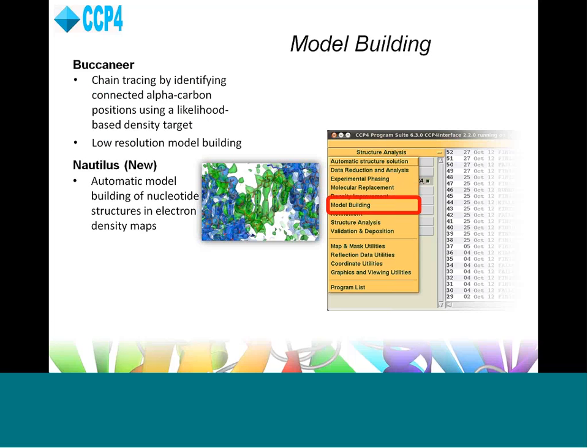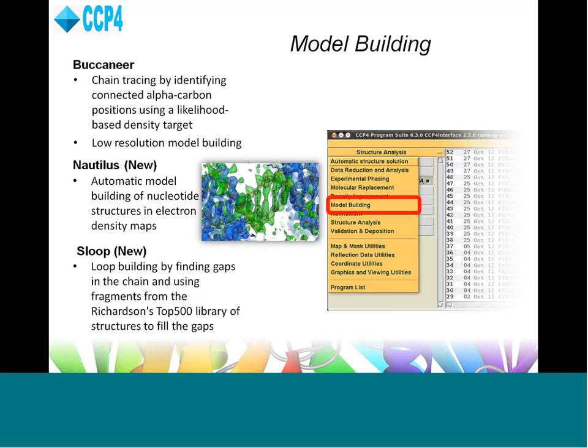As a natural development from Buccaneer, another program was developed called Nautilus, which is aimed at automatic model building of nucleotide structures into electron density maps. And that's now available as part of 6.3.0. And another offshoot from Buccaneer was Sloop, which is a loop building program. It looks for gaps in the chain, and then it uses fragments from the Richardson's Top 500 library to try and build the loop into that gap.